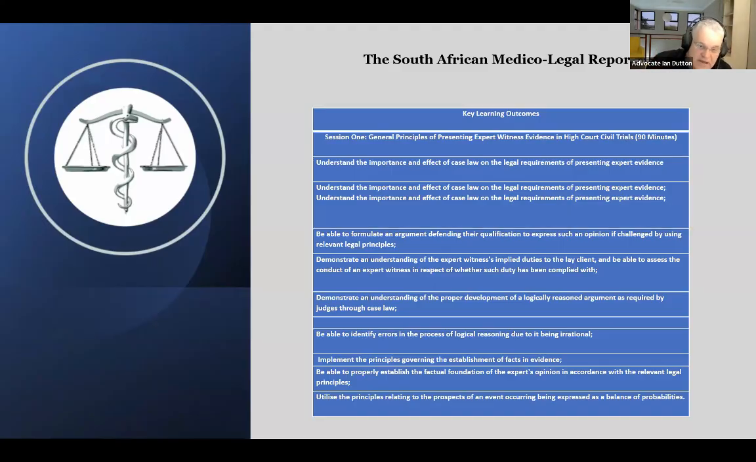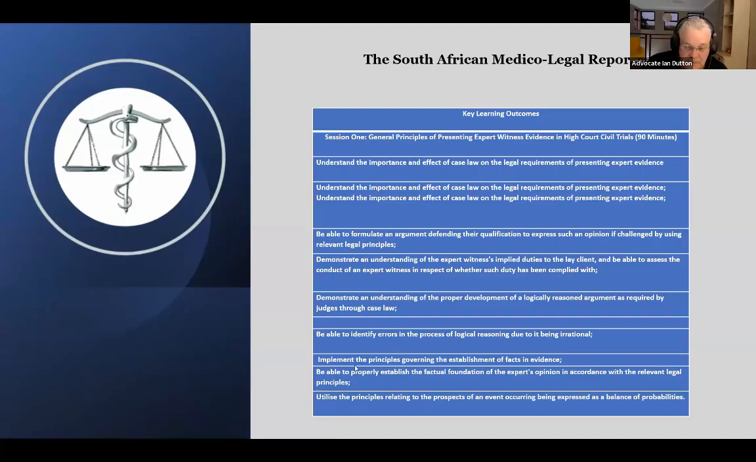But remember, if you're getting into a situation where there's potential conflict with another expert, very, very useful to understand what the courts say about identifying irrationality and where an allegedly logically reasoned argument falls down, so that you can then subject your opposite number's report and evidence to that scrutiny. Very useful to understand what the courts are saying, and it gives you some nice guidelines as to how to approach that sort of reasoning process.